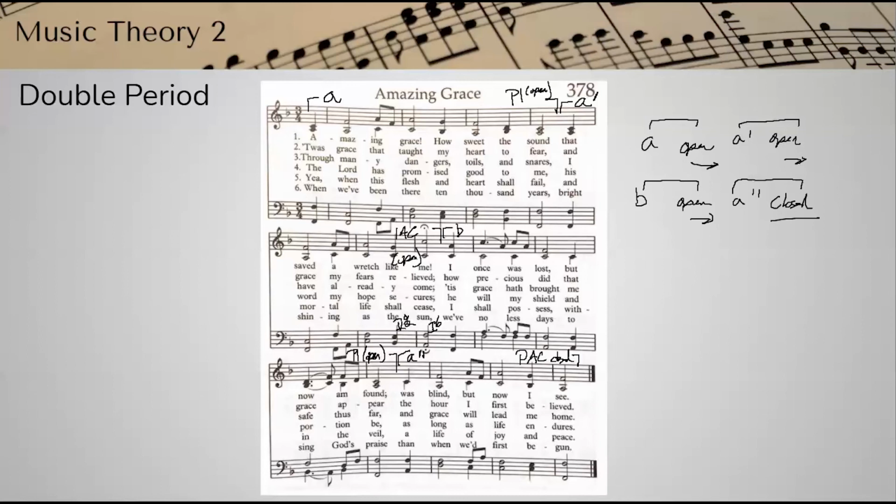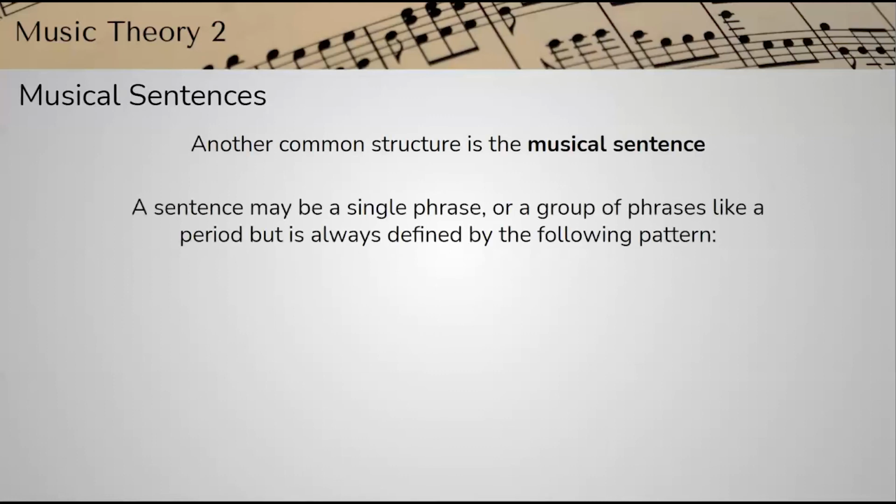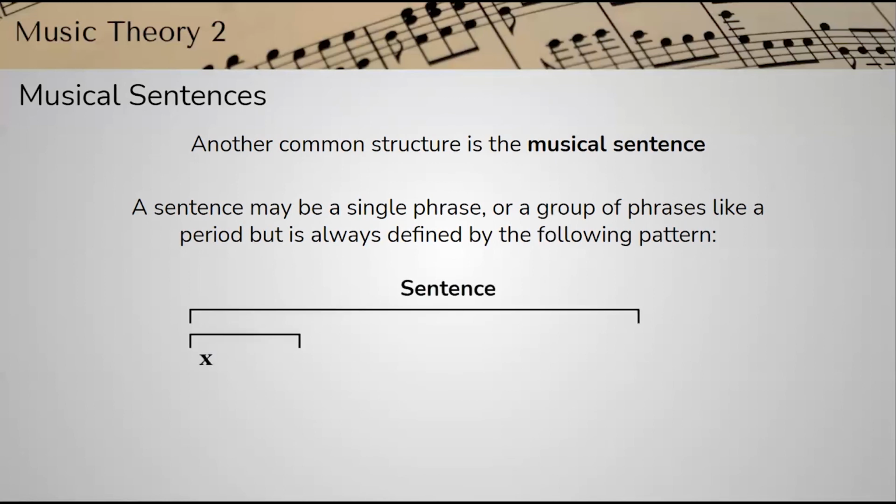Now let's look at one more common form, and this is called, maybe a little confusingly, a musical sentence. And this one is kind of confusing, but it might be a single phrase or a group of phrases or something like that. Kind of like a period, but it's always defined by the following pattern. You have something, right? It could be a phrase, it could just be a fragment of a phrase.